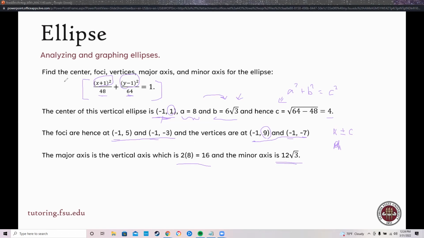So by just getting the standard equation for the ellipse, we were able to figure out what the center was, what the major and minor axes were, and what the foci and vertices were. And it's very good practice to be able to deconstruct equations like this and get important information out of it.